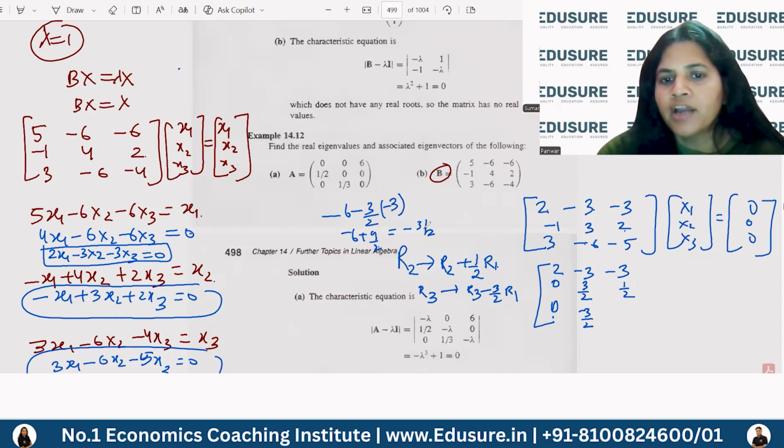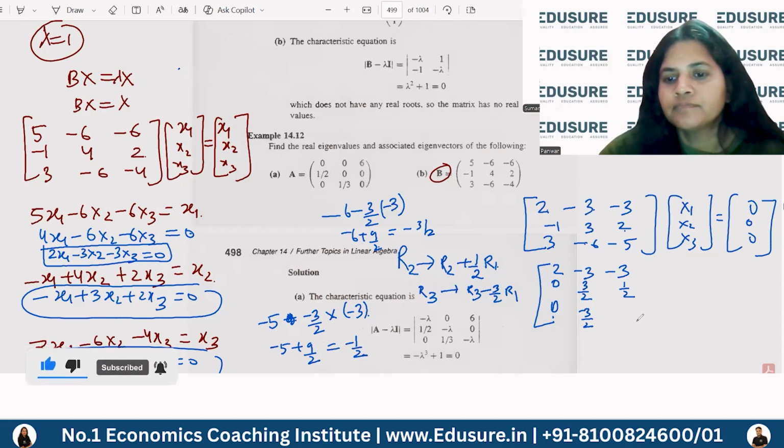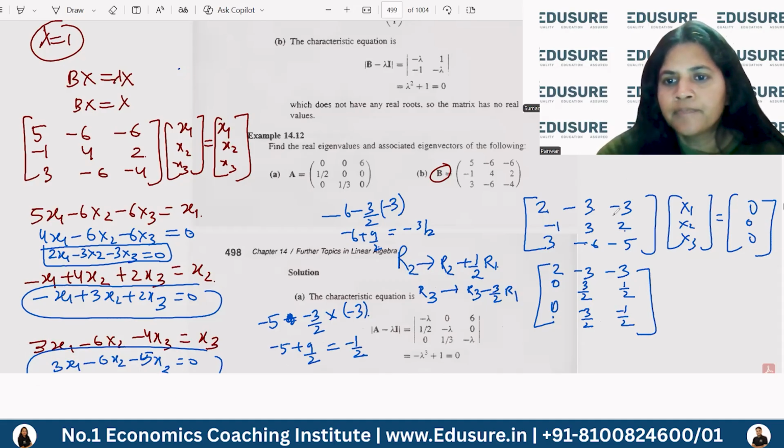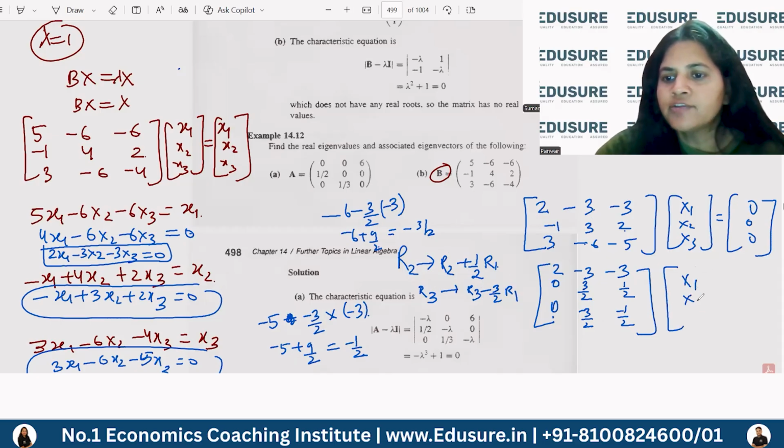And then it is R3. So minus 5 minus 3 by 2 into minus 3. So minus 5 plus 9 by 2. So that is minus half. Are we subtracting? Yes. So minus 3 by 2, so plus 9 by 2. And again plus 9 by 2. And then 3. Okay. So this is x1, x2, x3 is equal to 0, 0, 0.